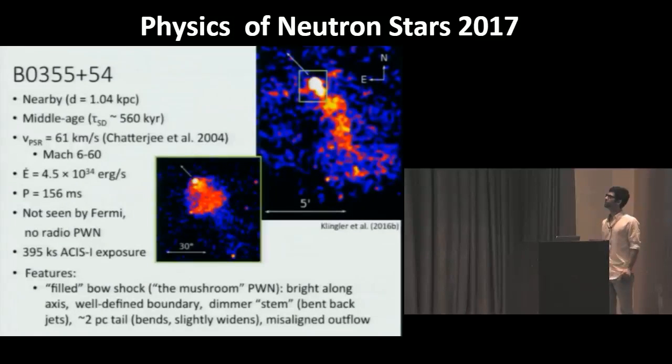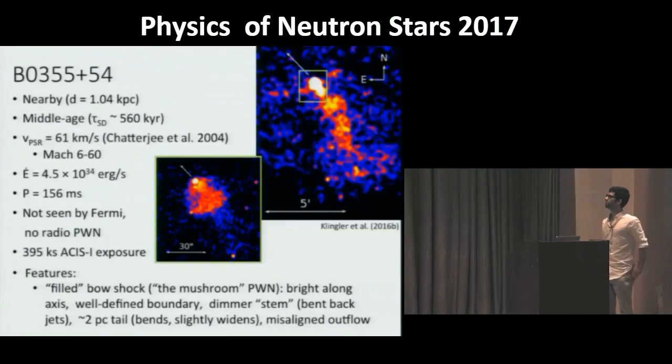B0355 is a lot closer. It has a parallax distance of 1.04 kiloparsecs and a proper motion of 61 kilometers per second, thus putting its Mach number between 6 and 60. It's a little bit less energetic, and it's not seen by Fermi, and there's no radio tail associated with this. There's been a bunch of searches with the VLA and the JVLA, and nothing was seen, unfortunately.